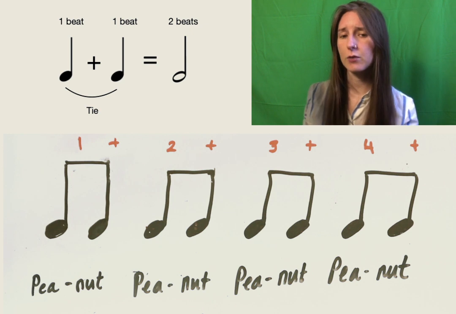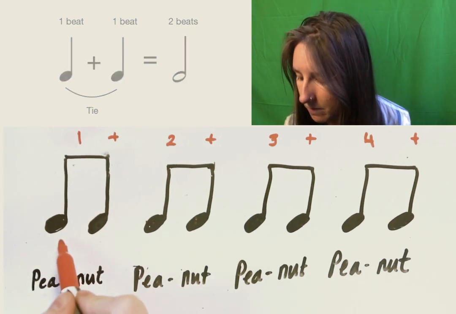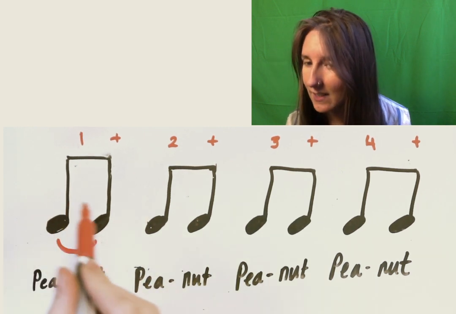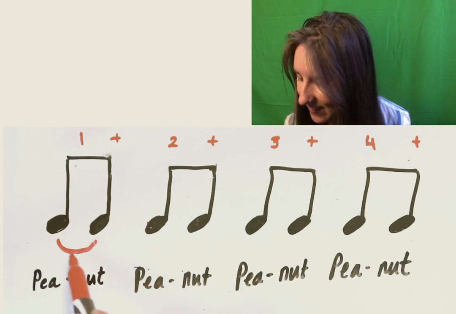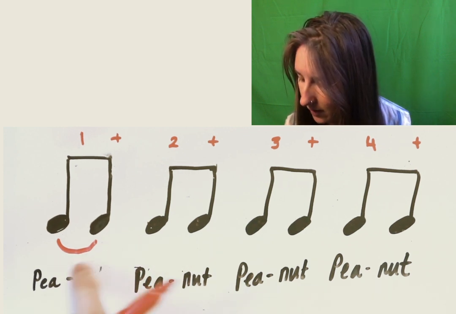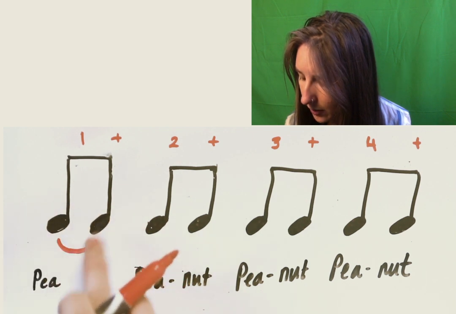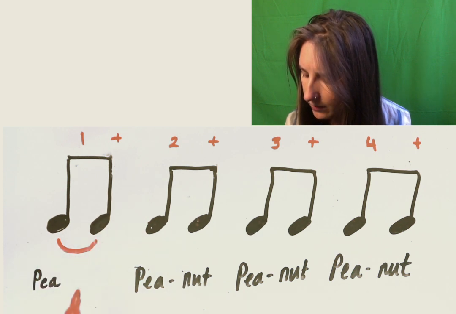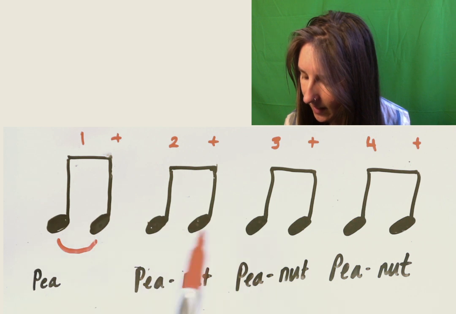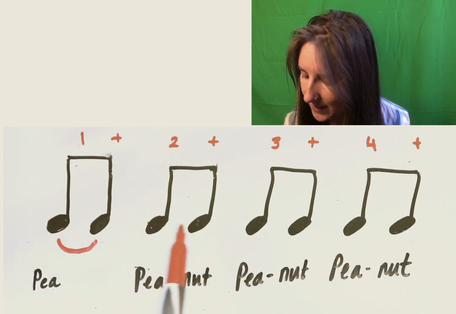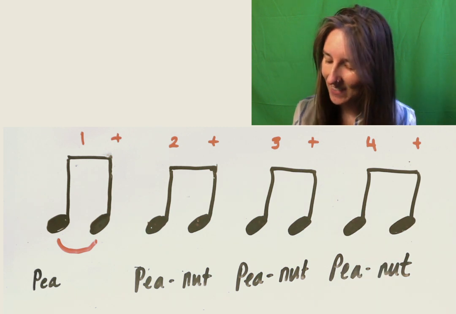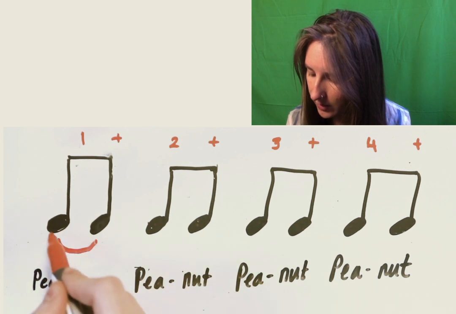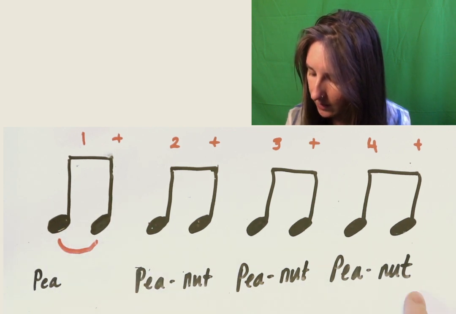I'm going to demonstrate that with our first peanut here. If I tied this pea to this nut, it's going to look like that. Kind of looks like a little smiley face, right? So if I tie these together, I'm going to erase the nut part because now this is just one long note. Even though it looks like 2 notes, we combined them to be one long note. So it's going to sound like this: pea, peanut, peanut, peanut, pea, peanut, peanut, peanut. Does that make sense? Now this is just a pea, because we took out the nut part, we're just combining this into one long note, and these just stay the way they were.